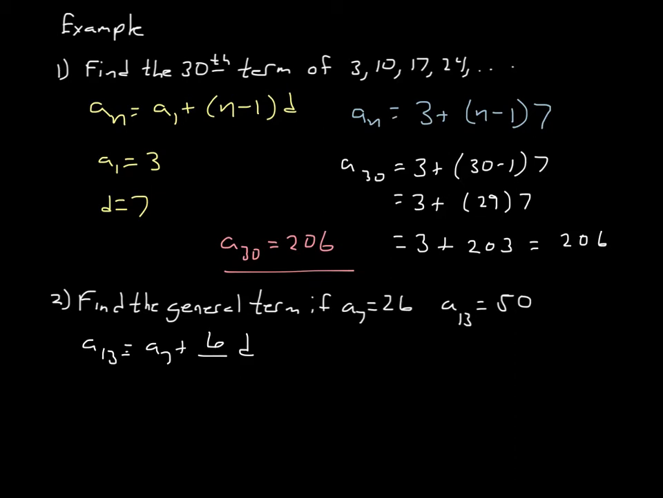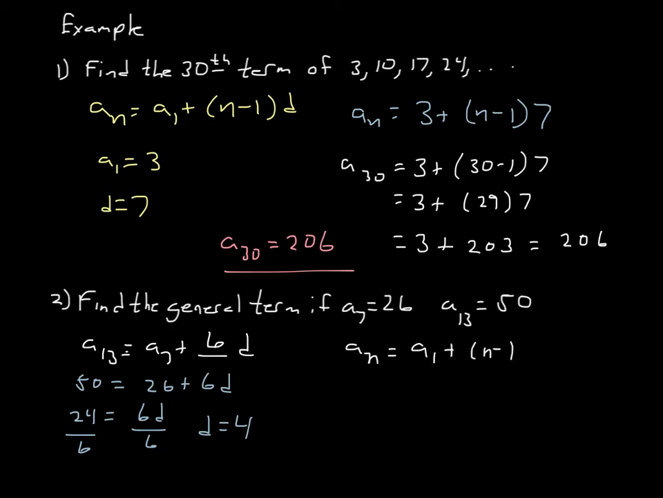And now I can use that information to solve this problem because I know a sub 13 is 50, so I know 50 equals 26 plus 6d. I subtract the 26 from both sides. I get 24 equals 6d, divide by 6, and I find that d is equal to 4. So in this case now, I know that a sub n is equal to a sub 1 plus n minus 1 times 4, because that's d.